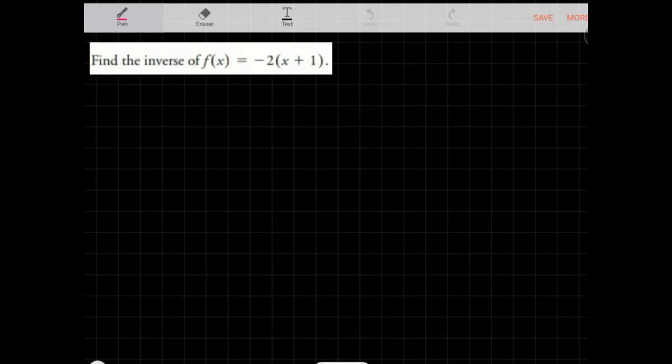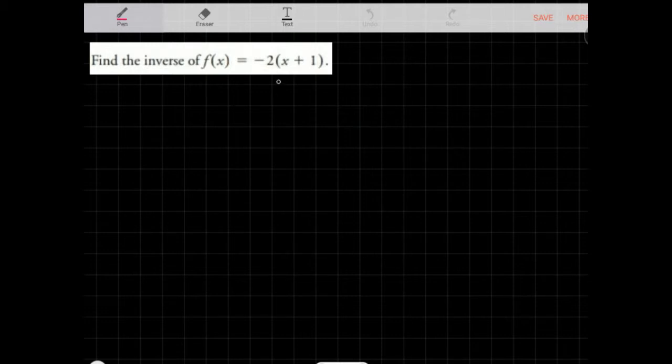Alright, let's find the inverse of the function f of x is equal to negative 2 times x plus 1. So we're going to follow a series of rules to find the inverse function. This is a relatively straightforward example, but nevertheless we can use these rules to tackle much more difficult questions.